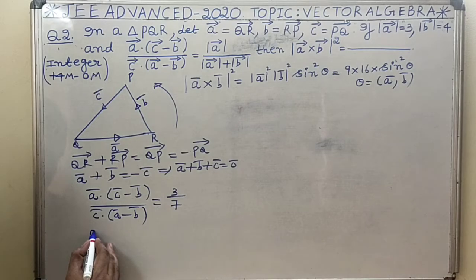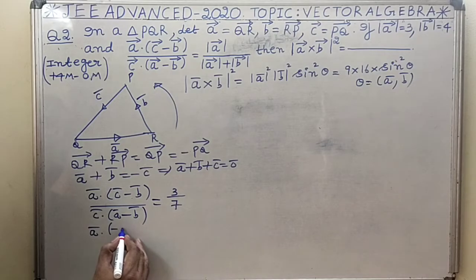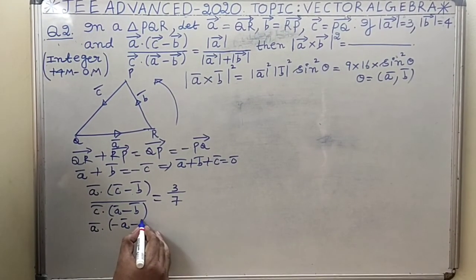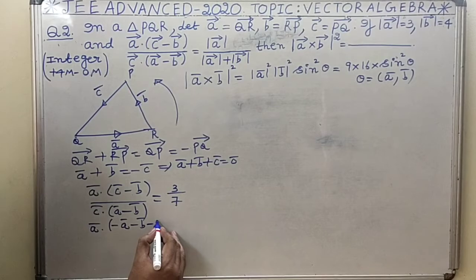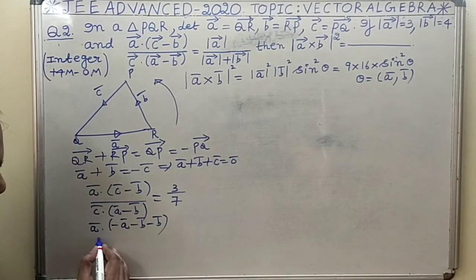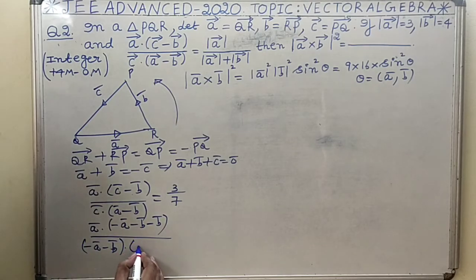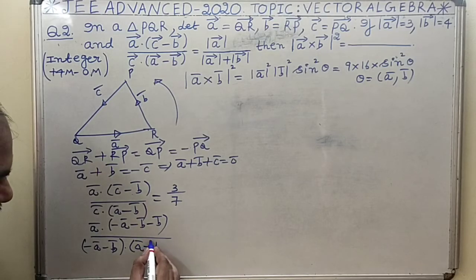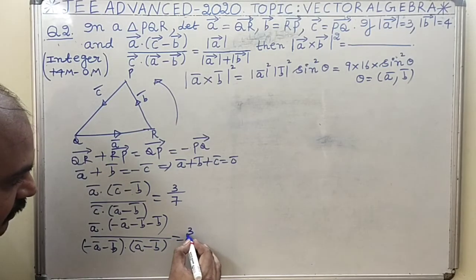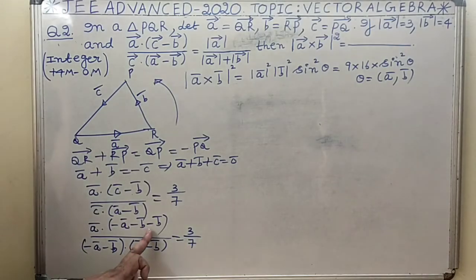Now eliminate C bar. I am substituting C bar as minus A bar minus B bar, dotted with A bar minus B bar. This is nothing but 3 by 7. Now here I am taking minus common.